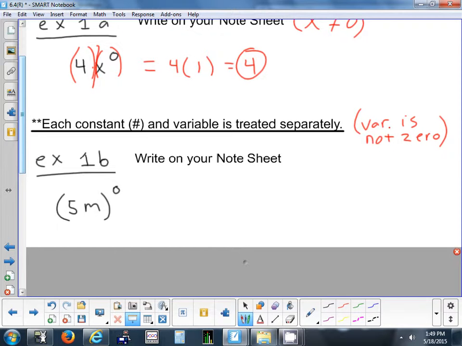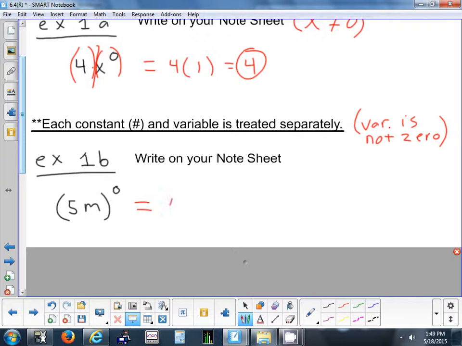All of these example 1 problems are going to be really, really quick problems. Anyone raise your hand if you think you can tell me what that is. Remember, the variable is not 0. Isaiah? That's an equal sign. Yep, I want to know what this equals. Instead of m, shouldn't that be like a 1? 5 to the 0, m to the 0.